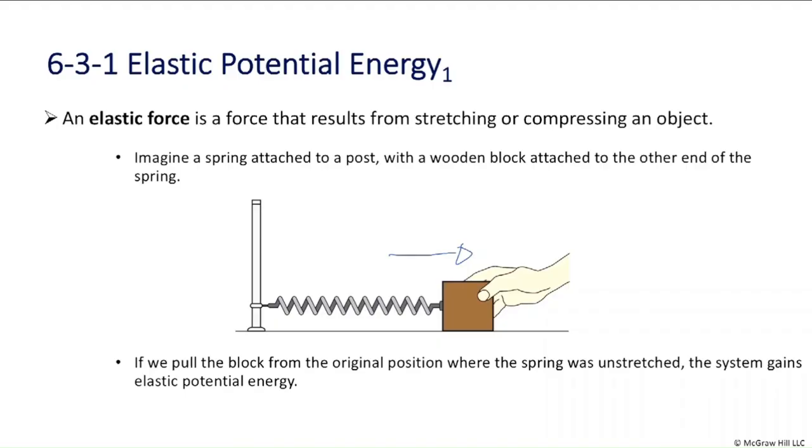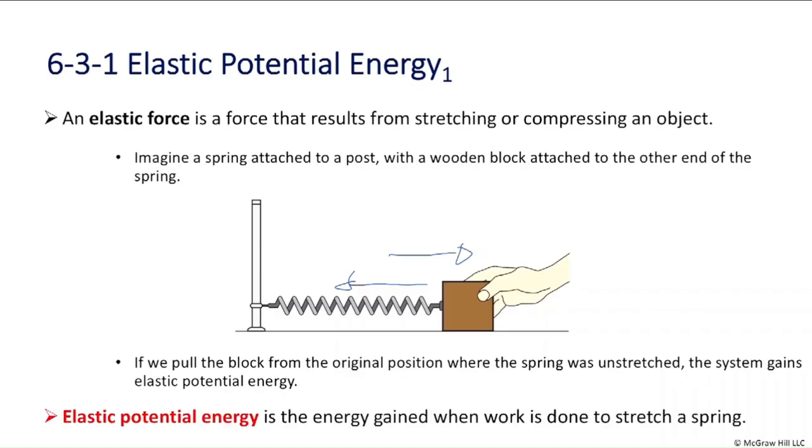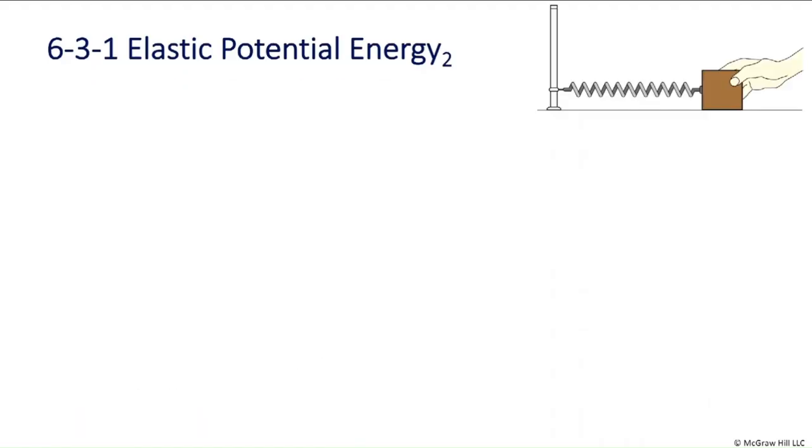And if we let go of the block, it will fly back, converting this stored energy into motion. So elastic potential energy is the energy gained when work is done on a stretched or compressed spring. Now take a moment and think. Can you name some everyday objects where elastic potential energy is at work? Think about it. Now let's figure out how to calculate the elastic potential energy of a spring.